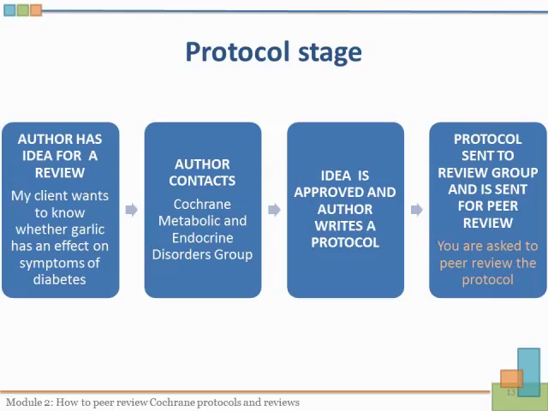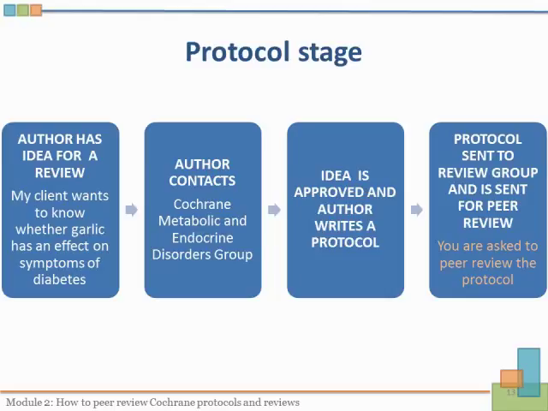We will start before the draft protocol is sent to you. Initially, the author has an idea for a systematic review. For example, what are the effects of garlic in people with diabetes? She or he contacts the Cochrane review group and the idea is approved. The author then works on a plan or protocol to conduct the review.